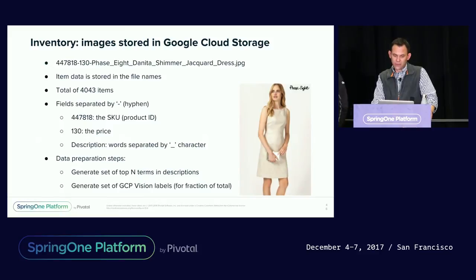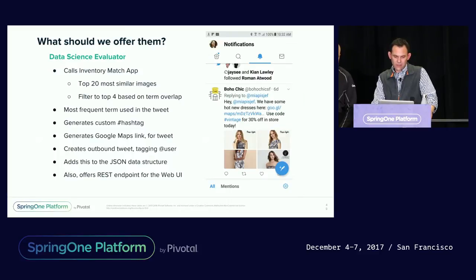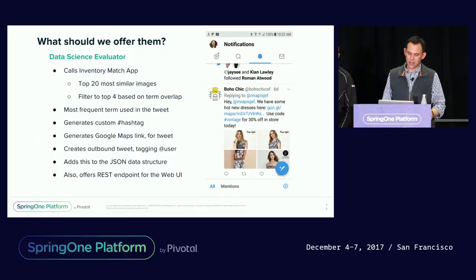And then the images for the inventory are stored in Google Cloud Storage with a certain naming convention that it can parse. The data science evaluator then calls the inventory to match the application based on the Vision API output, and also generates a Google Map link for the tweet.